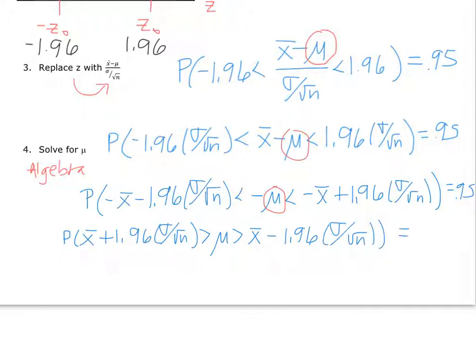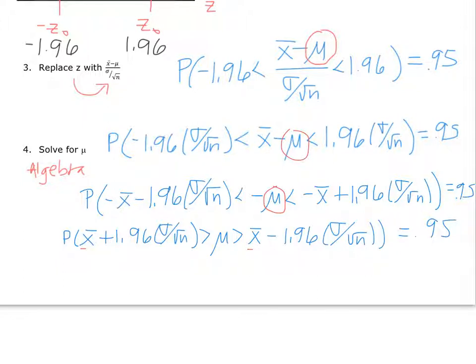And that probability still equals 0.95. Okay, one more thing. We've got our inequalities kind of going in reverse order. And you also see that we have x bar, and the first number we have, we're adding something to it, so that's going to be the larger number. And then the second one, we're subtracting something, so that's going to be the smaller number. So we want to flip what's inside there around.